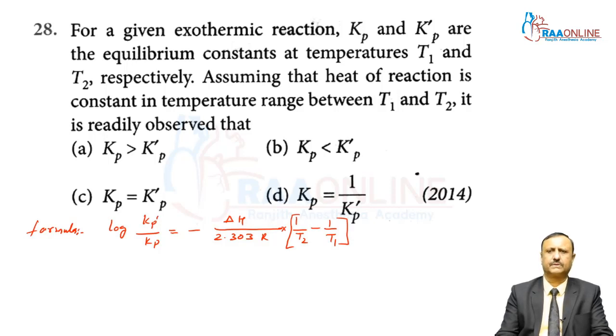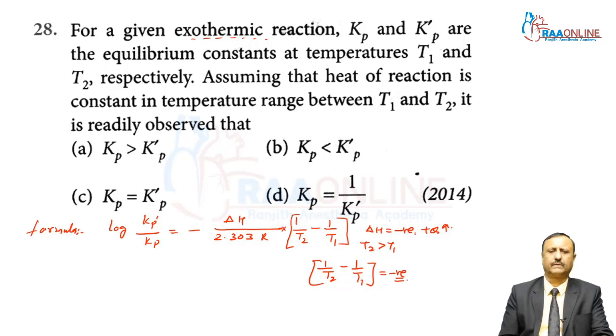Here this reaction is an exothermic reaction, which means delta H is equal to negative and plus Q is obtained. When delta H is negative, T2 is greater than T1. Thus, we can see here 1 upon T2 minus 1 upon T1 must be negative.